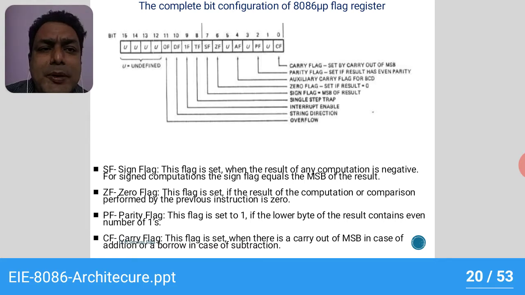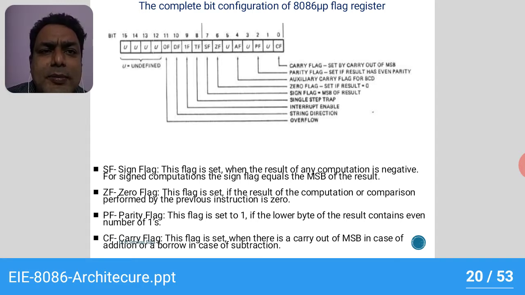The 10th bit will represent the string direction. The 11th bit will represent the overflow. And the remaining bits are undefined. Now let us take each bit separately. So SF represents the sign flag.